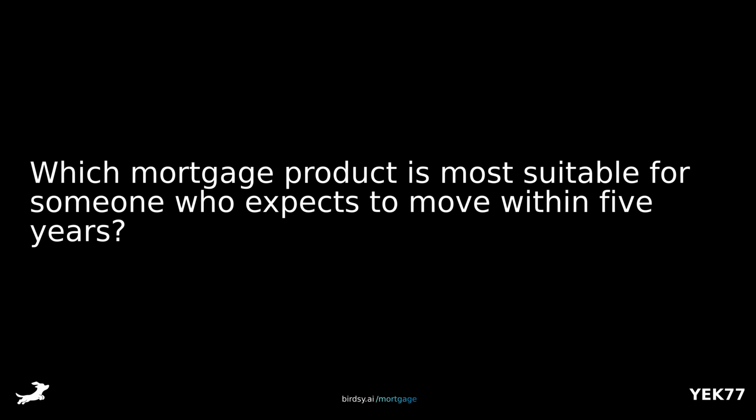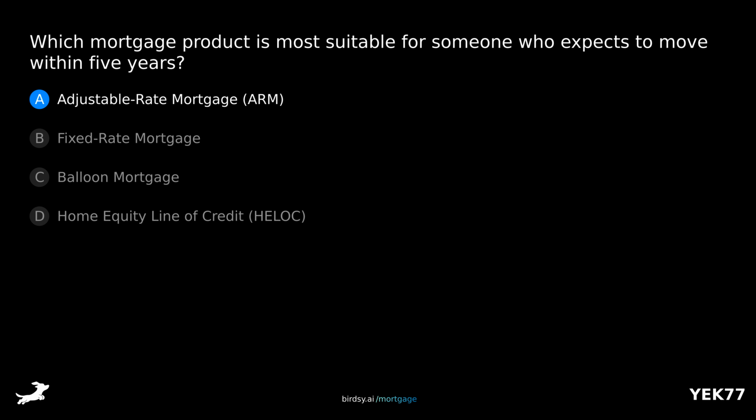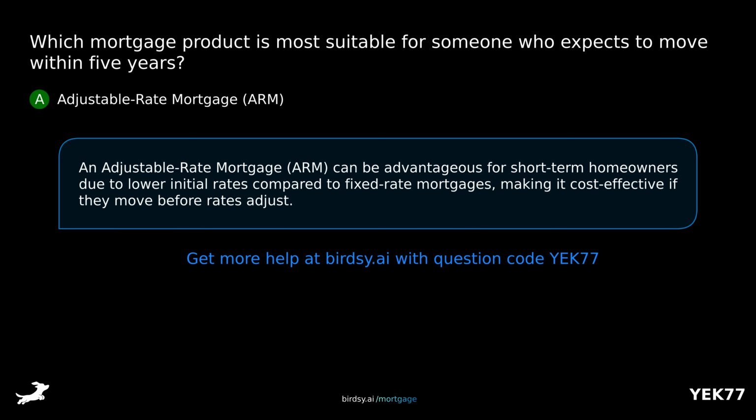Which mortgage product is most suitable for someone who expects to move within 5 years? Is it A, adjustable rate mortgage, B, fixed rate mortgage, C, balloon mortgage, or D, home equity line of credit? The answer is A, adjustable rate mortgage. An adjustable rate mortgage can be advantageous for short-term homeowners due to lower initial rates compared to fixed-rate mortgages, making it cost-effective if they move before rates adjust.